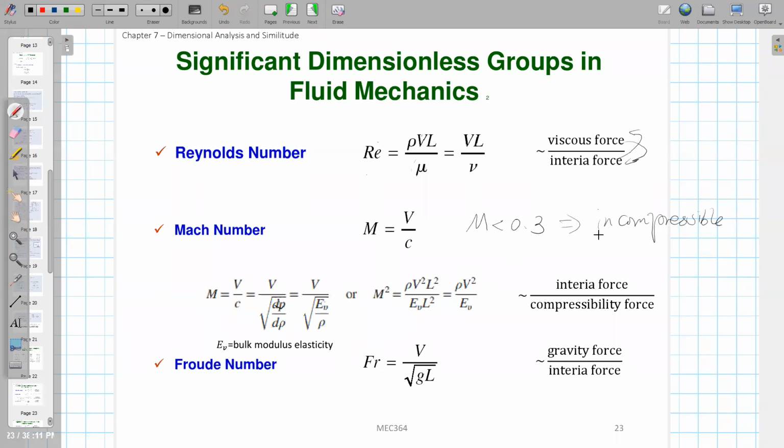Okay, and when Mach number is larger than 0.3, we consider the flow is compressible. So in other words, for aerodynamics problems, when you have a large Mach number, like those aeronautical, astronautic problems, usually you have a large Mach number, and usually the flow will be compressible flow.